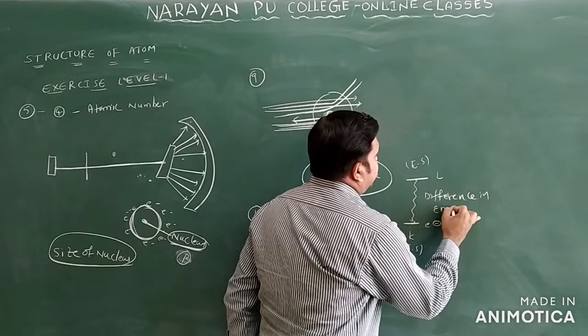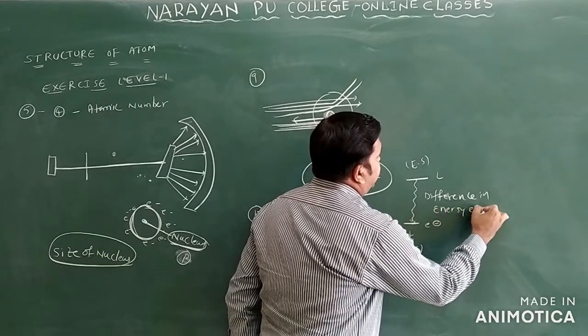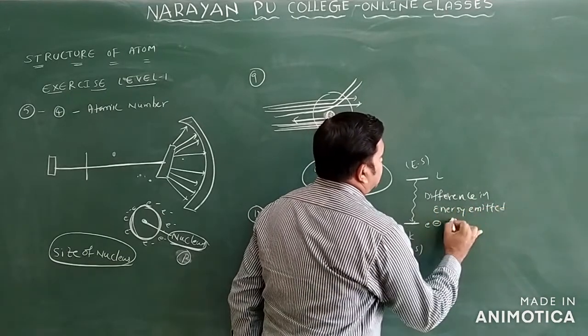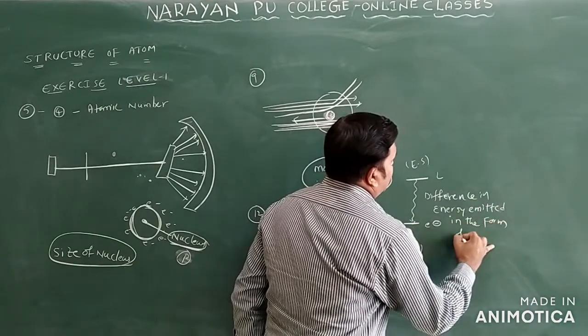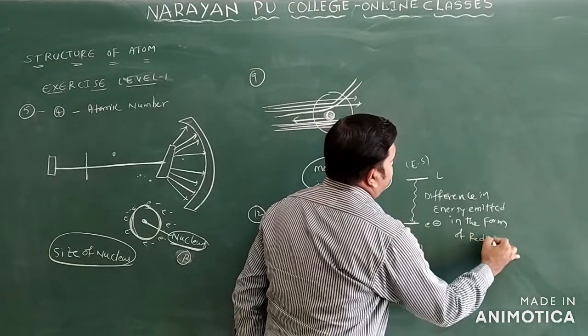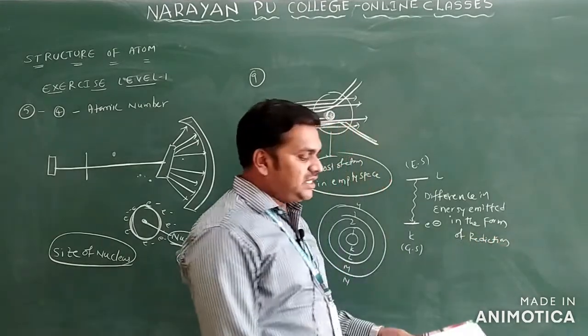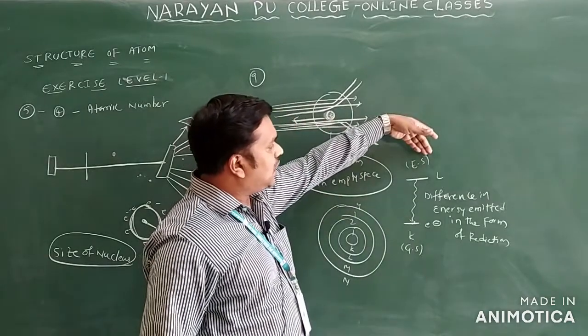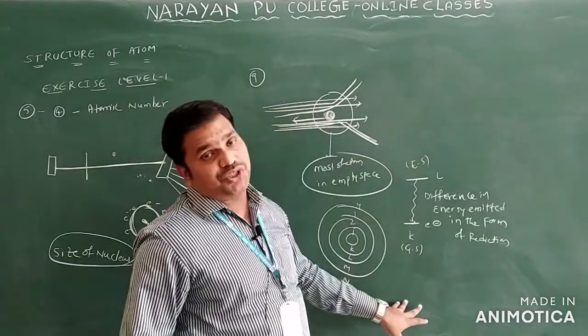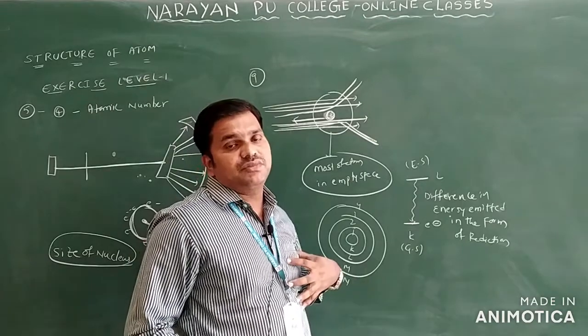Difference in energy emitted in the form of radiation. In the form of what? Radiation only. Here, what happened? Energy released or absorbed? Here energy is released only, because it is coming from the excited state to the ground state only.